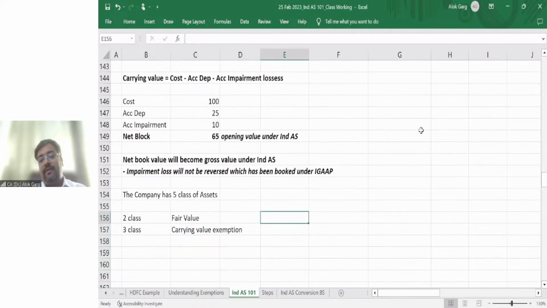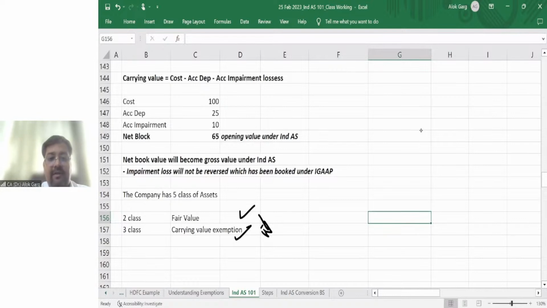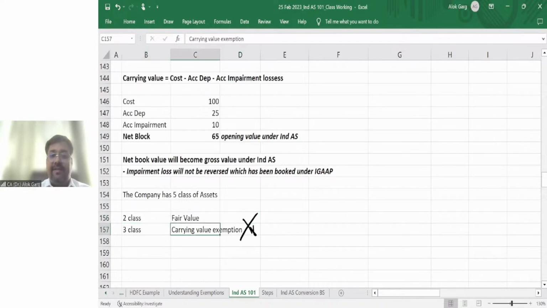Is it allowed if the company wants to apply the fair value model? I mean to say, the company wants to do the fair valuation for 2 classes of assets, and apply the carrying value exemption for 3 classes of assets. Is it allowed? It is not allowed, right? The company does not have a cherry-pick choice.